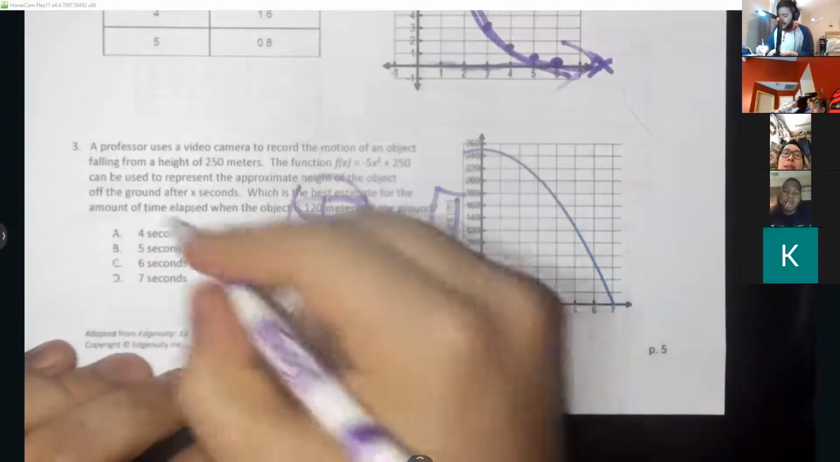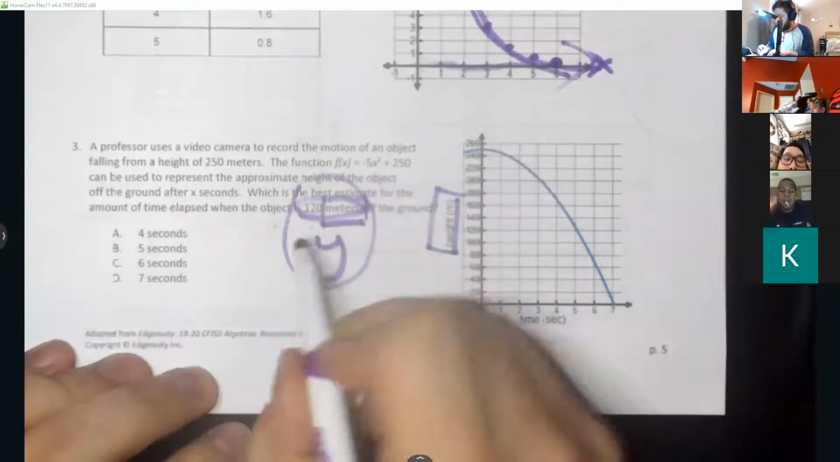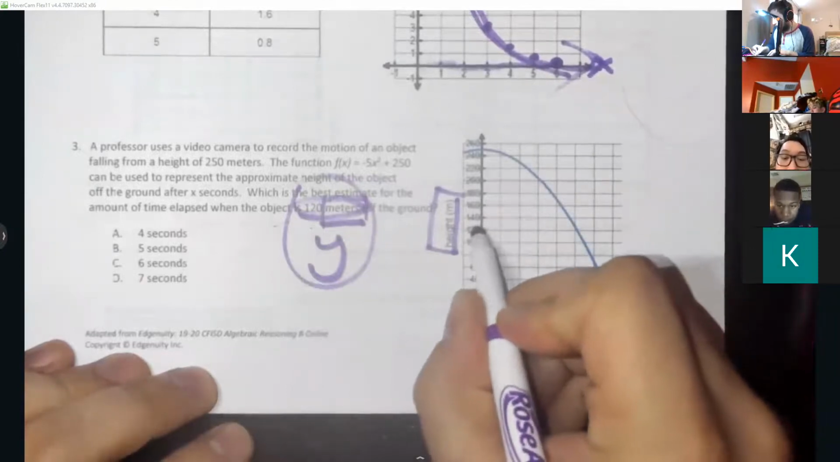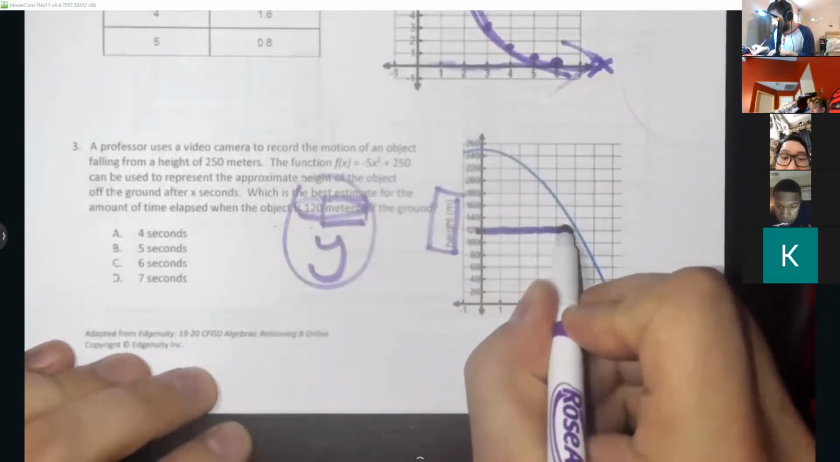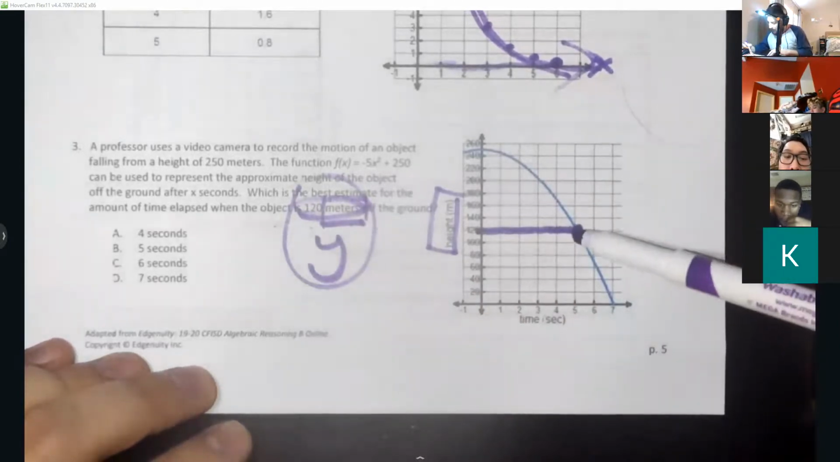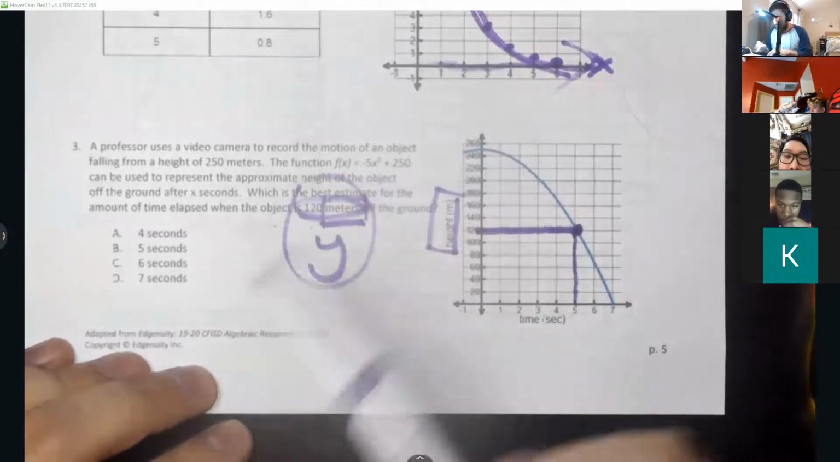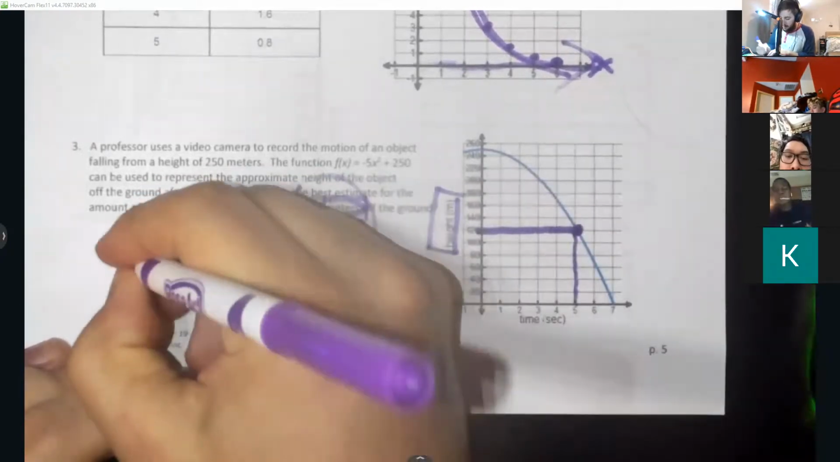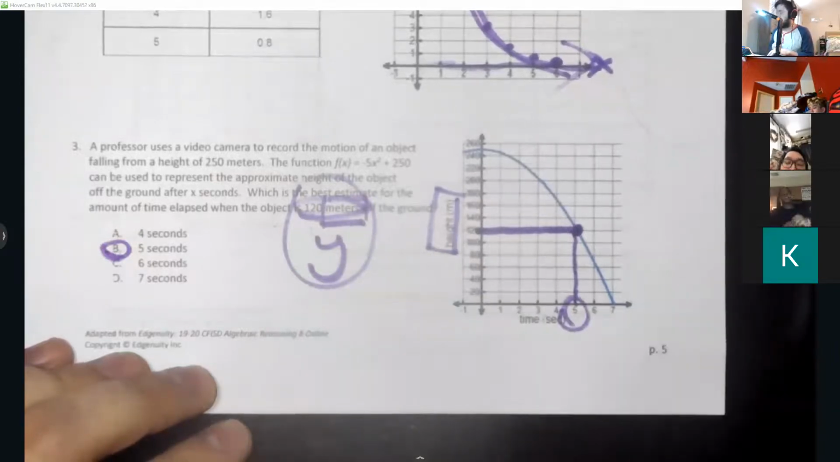We need to look for the X, seconds. So 120 meters, we look on our graph here. It's a little small, but 120 is right here. I can look and see where that runs into our graph, right about there. It looks like it's a little above 5 seconds, but again, this is a best estimate. So the closest one would be B, 5 seconds.